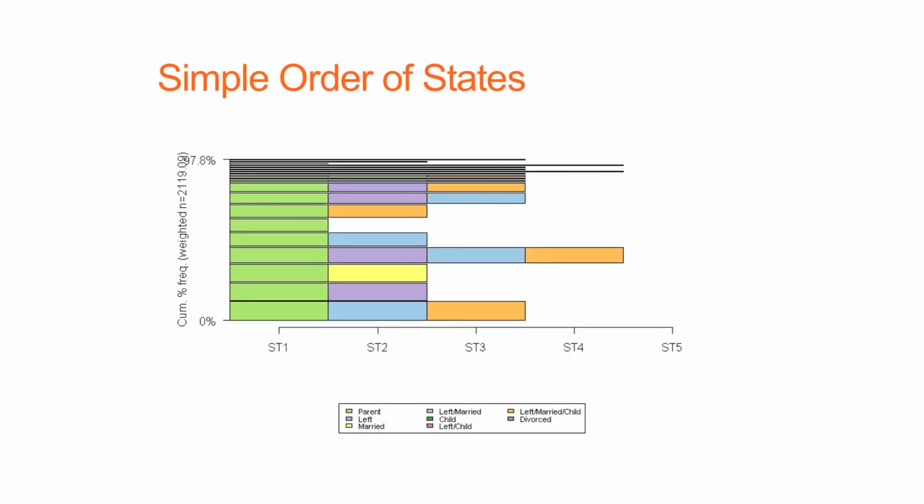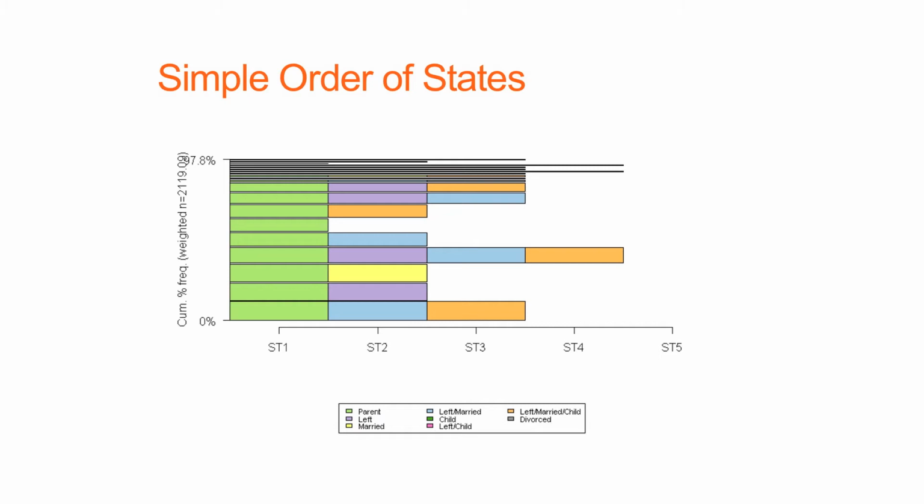We can also ignore the duration information and just look at the simple ordering of states. So going back to the time depiction, the very top one, we can see that in this data set there are 5 states, or at least the most complex sequence used 5 states. And this shows the proportional distribution of the combination of states, or orderings of states.